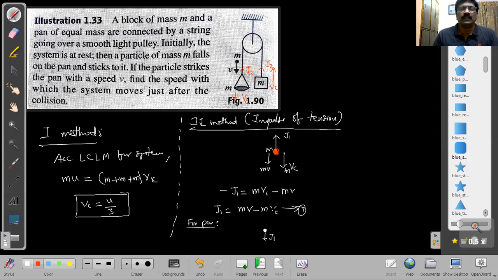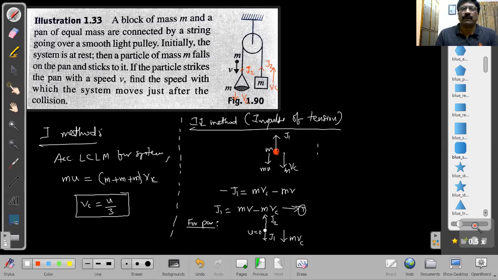Okay, so on the pan, the impulse due to the string, or impulse due to tension, J2 acts in the upward direction. As the pan moves downwards with a common velocity immediately after collision with the particle, the momentum acquired is m into Vc. But the initial momentum is 0, because initially the pan is at rest. That's why the initial momentum is 0.